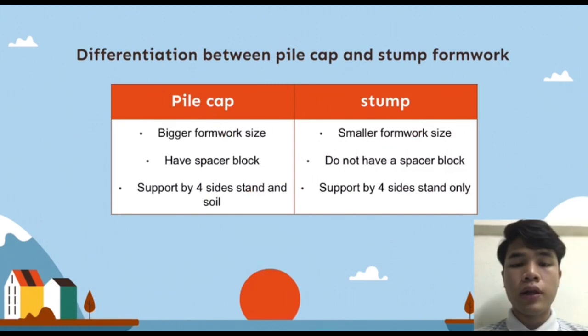Differentiation between pile cap and stump formwork. Number 1 is pile cap formwork size is bigger than stump formwork size. Number 2 is pile cap has a spacer block while stump does not have. Number 3, pile cap formwork is supported by 4-sided stand timber and saw, while stump is only supported by 4-sided stand timber.